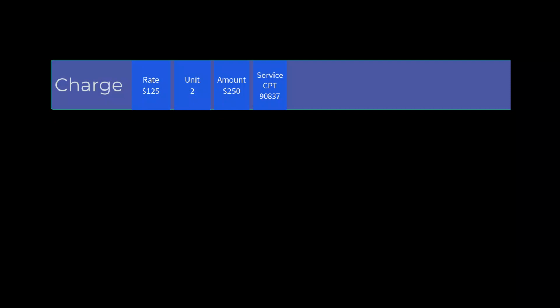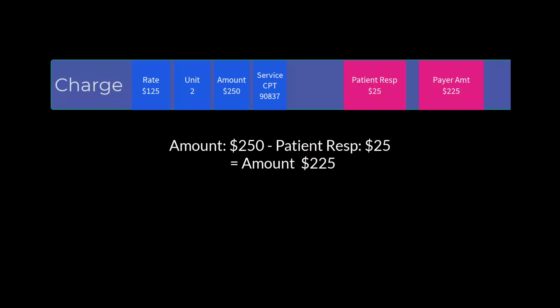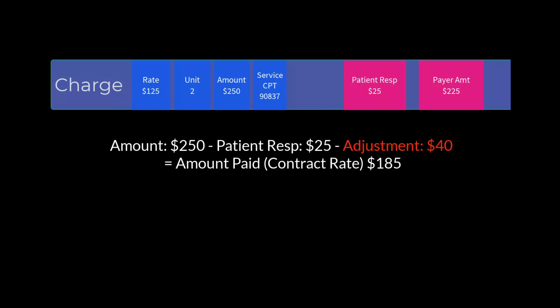Now, the charge amount is broken up into two pieces. There's a patient responsibility and a payer amount. Patient responsibility is determined by billing setup and service setup. The payer amount is simply the total charge amount minus the patient responsibility. The payer amount is not necessarily the amount that the payer will actually pay. That amount will be based upon the contracted rate that you have with each payer.